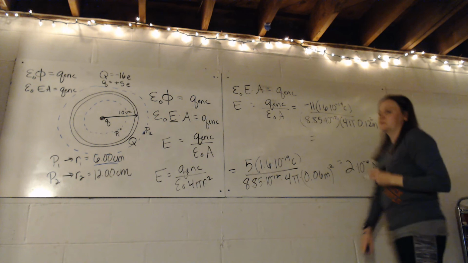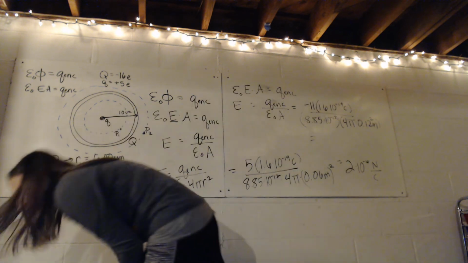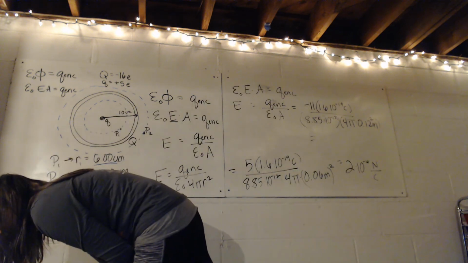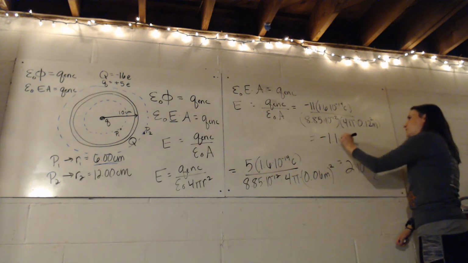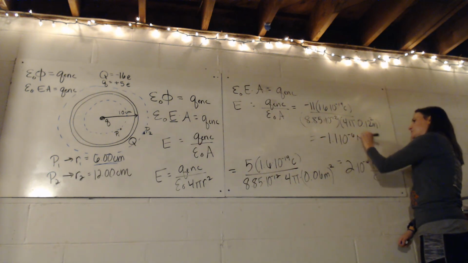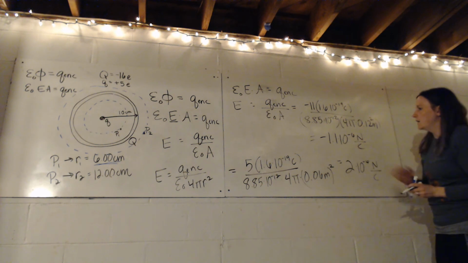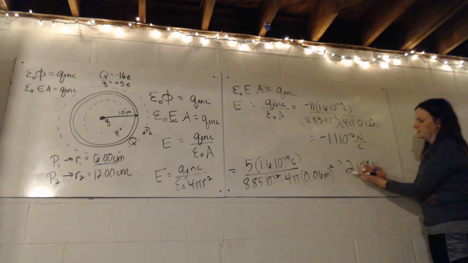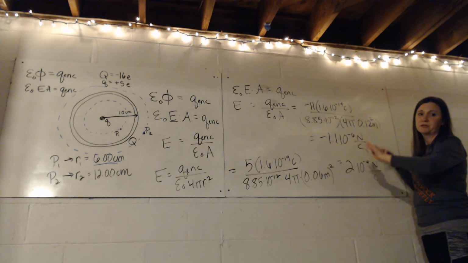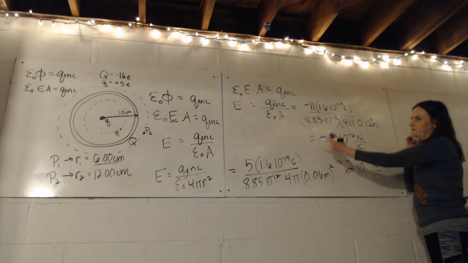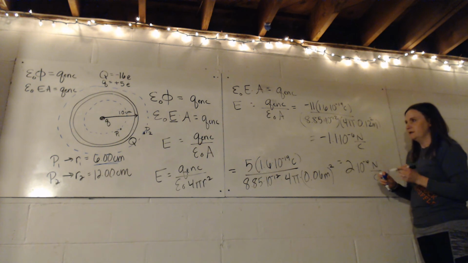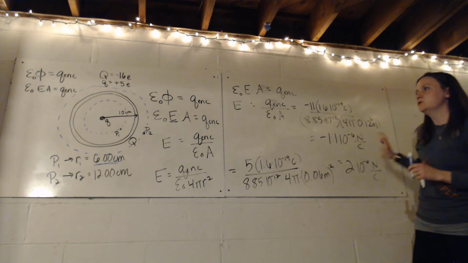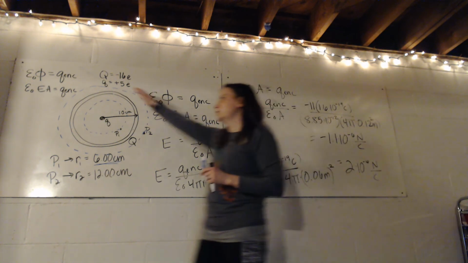And when I throw those numbers in, I get an electric field of negative 1.1 times 10 to the negative 6 newtons per coulomb. And again, these signs are important, right? This electric field being positive is saying that it's piercing out. This one being negative is telling me the net electric field is into the surface. Okay, so that's how you would do a spherical shell type of problem.